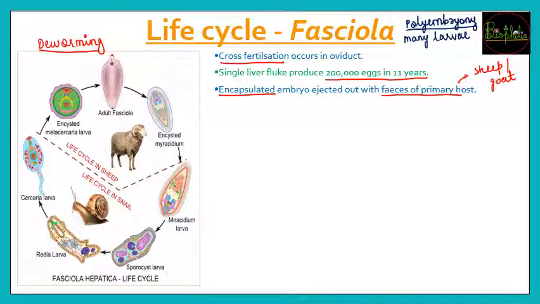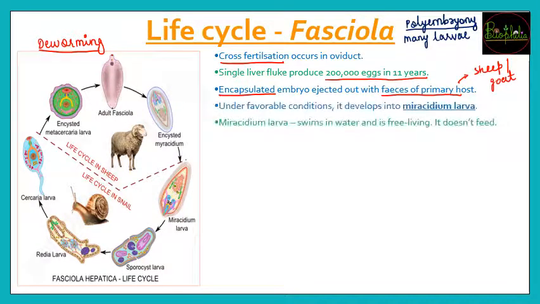Now what happens next from the infected feces? In favorable conditions, this encapsulated embryo is going to convert itself to the first larva. Which is the first larva? First larva is going to be the Miracidium larva. So first larva, that is Miracidium. You can even see this in the life cycle diagram over here.